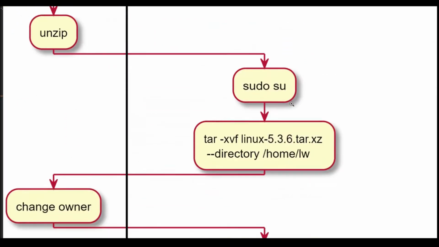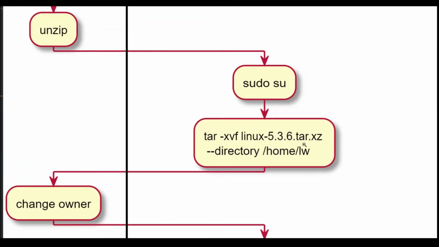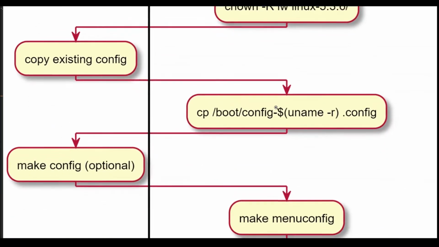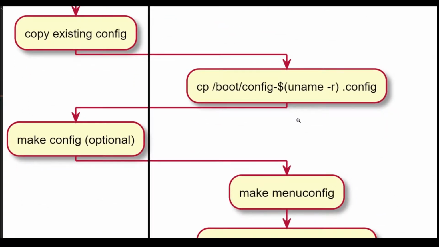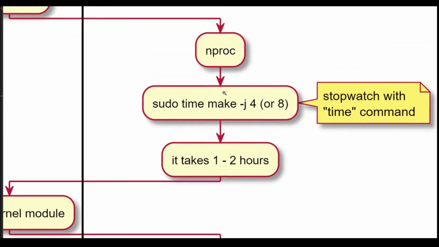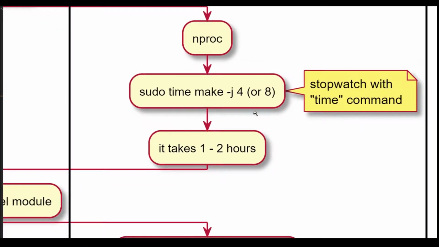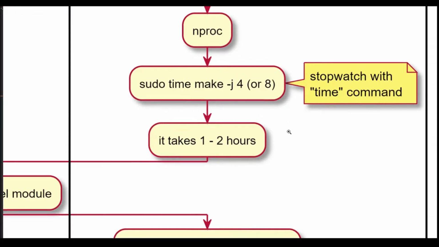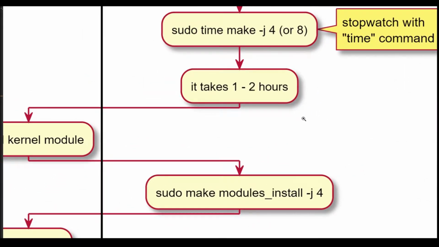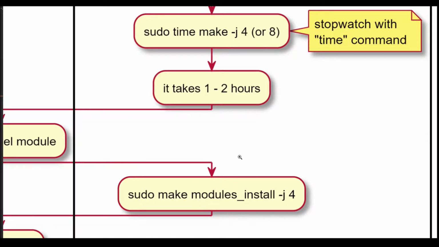Unzip it to the home directory and change the owner from root to user. Copy the existing config file from the boot folder before running the menuconfig utility to change the options for the kernel build. Now we are ready to spend hours to build the Linux kernel. Use nproc to find out how many processors are in the system. The basic rule is to spawn one or 1.5 jobs per processor when building the Linux kernel. The whole process may take 1 to 2 hours, depending on your system resources.